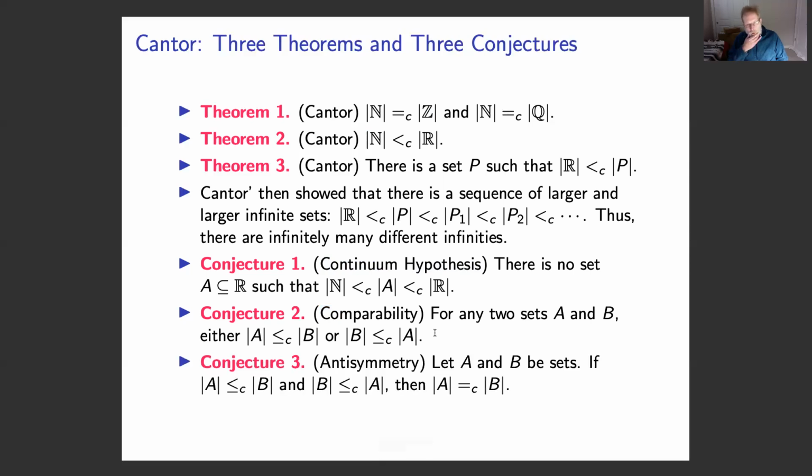And here's another conjecture by Cantor. It's called the anti-symmetry conjecture for sizes of sets. So let A and B be sets. Then it says if A is less than or equal to B in size, and B is less than or equal to A in size, then they have to have the same size. Now this seems pretty intuitively clear, right? And you might think, well, it's probably true. In fact, it is true. And you might think, well, it should be easy to prove. Well, it turns out it's true, but it's not easy to prove.